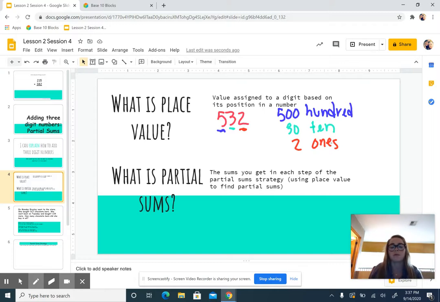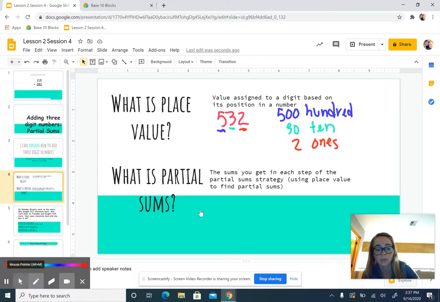Now, what is partial sums? This is something that we haven't talked about before. Partial sums are the sums that you get in each step of the partial sums strategy, using place value to find the partial sums.